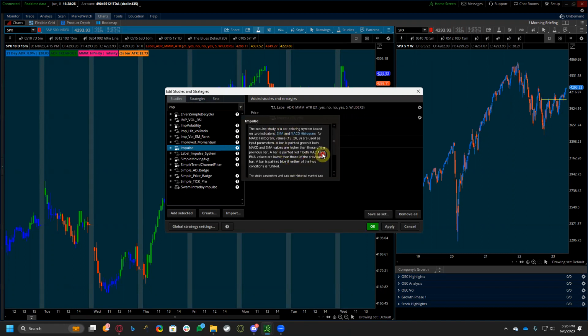The impulse study is a bar coloring system based on two indicators, an EMA and a MACD histogram. For the histogram, the 12 and 26 moving averages are used for input parameters. A bar is painted green if both the MACD and the EMA values are higher than those of the previous bar. And then the bar is painted red if the MACD and the EMA values are lower than the previous bar. It's painted blue if neither of these two conditions are met.